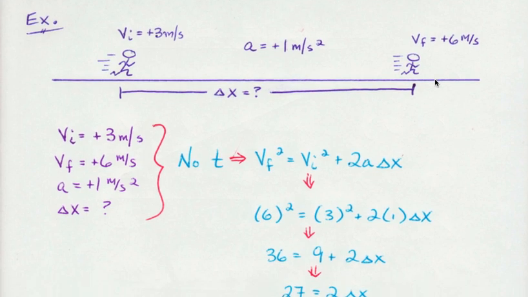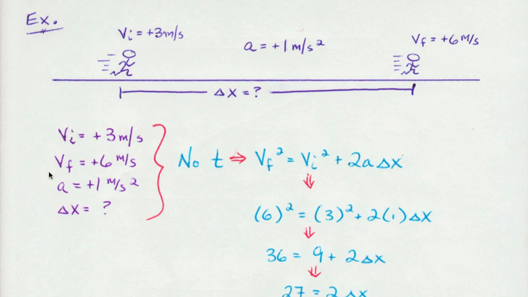Looking at one more example, we have an object that's already moving to begin with. It's traveling at 3 meters per second in the forward direction. It's accelerating at 1 meter per second squared, and I'd like to know how far it will have traveled by the time it accelerates to positive 6 meters per second. So essentially, how far will it go in order to have accelerated from 3 meters per second to 6 meters per second?